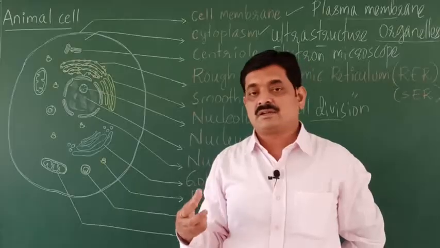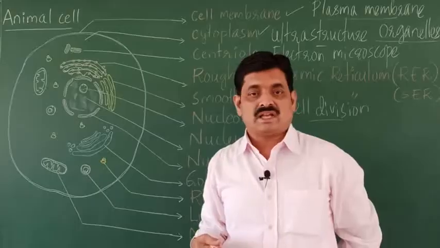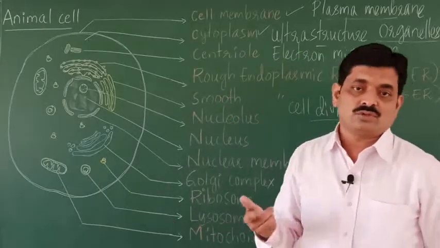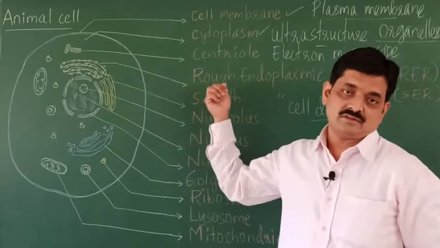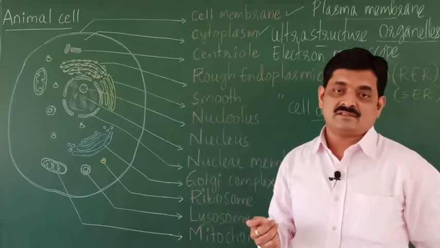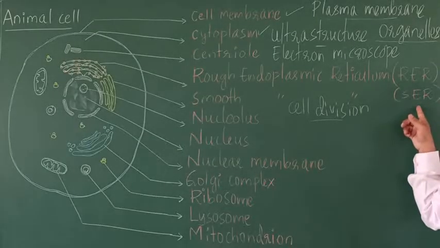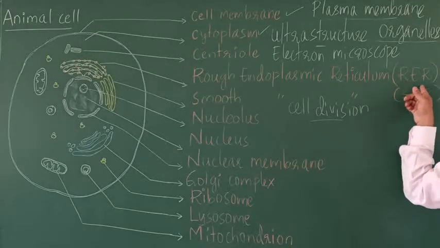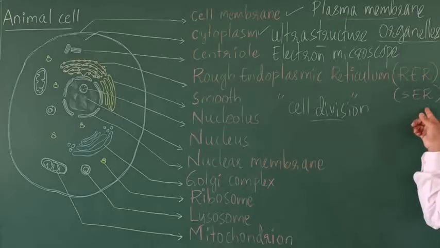Now this endoplasmic reticulum is classified into two types, smooth and rough. So endoplasmic reticulum, that is ER, is classified as RER and SER. RER means the rough endoplasmic reticulum. SER means the smooth endoplasmic reticulum.